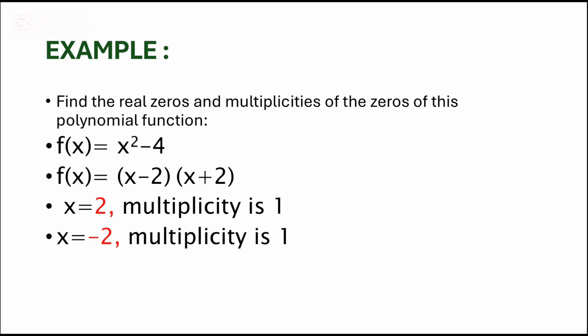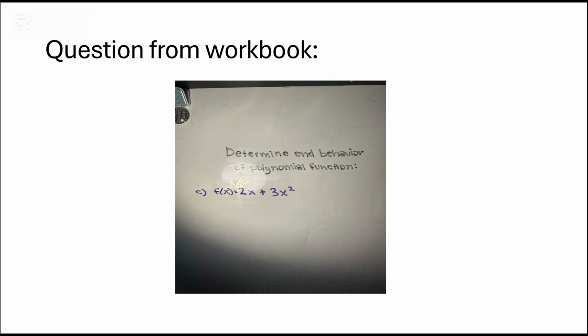We have a multiplicity of one for each because there is no number on the right side of the bracket. If these brackets were both squared, the multiplicities would be 2 for both. When there is no number on the right side of a bracket, the exponent is a 1, making the multiplicities both 1s. Now we have learned all about polynomials, let's do a question from our workbook.